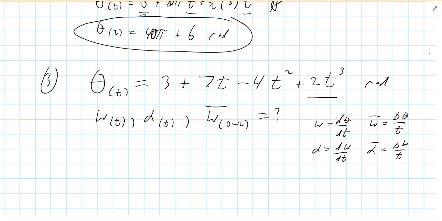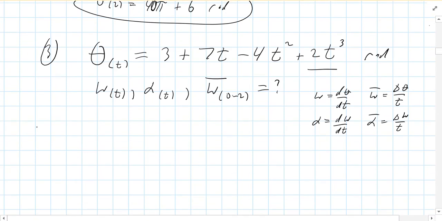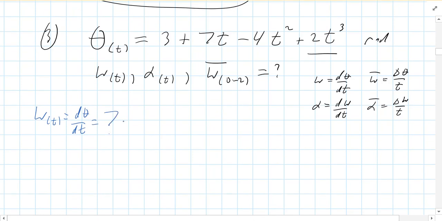That's what's going to get us through here. Okay. So if I want to find omega as a function of time, I simply take the derivative of this. So omega as a function of time is d theta dt. The derivative of 3 is 0. The derivative of 7t is 7. Then we got minus. The derivative of 4t squared is 8t. And I have a plus. And the derivative of 2t cubed is 6t squared. So that is omega as a function of time.